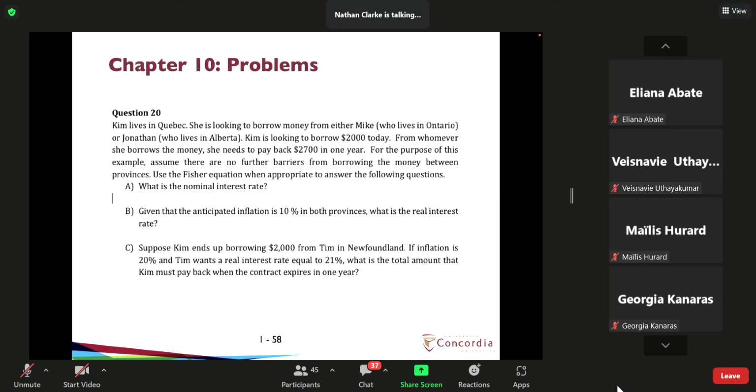And then you got question 20. This is the other sort of chapter 10 problem. If it's not a PV or future value type question, it's going to be one of these Fisher equation questions, right? So they'll give you what they're borrowing, what they owe, then maybe they'll give you an inflation rate or the real value or the nominal value, and then they'll ask you to solve for the one unknown, right? So part A says, what is the nominal interest rate?